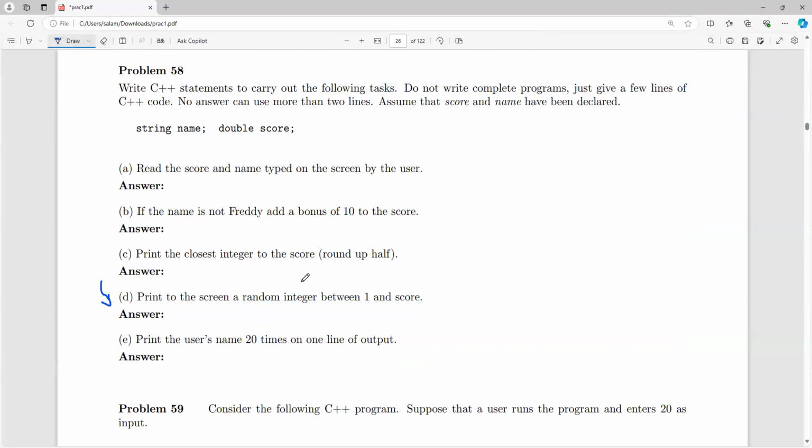Okay. So when it comes to Rand, this is where you're going to have to import libraries. Here you don't need to import anything. But in general, you need two libraries: hashtag include cstdlib, and hashtag include ctime. But here you don't need those because it is just asking for one line of code. So anyways, let's do this.